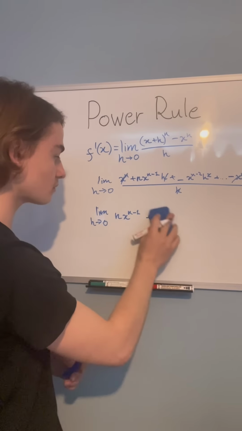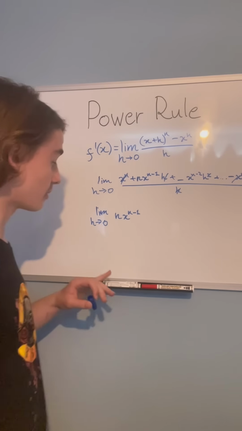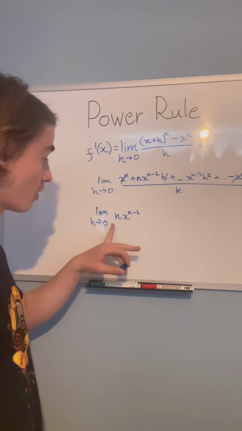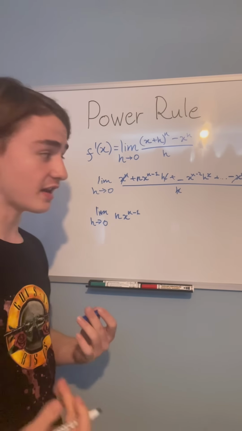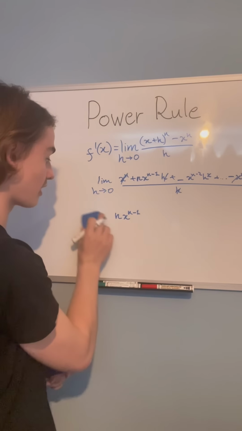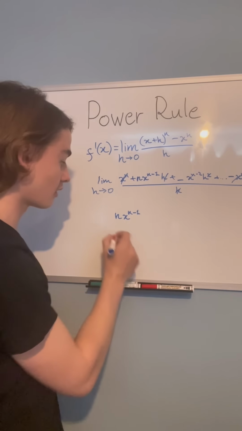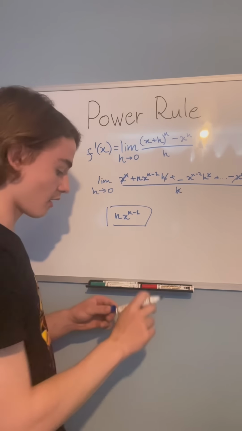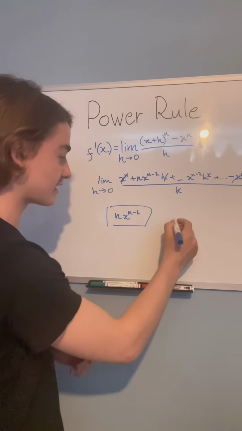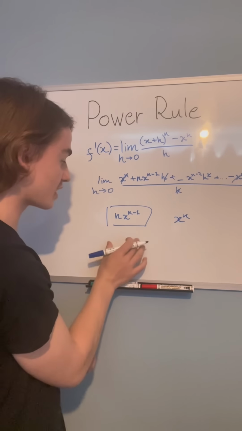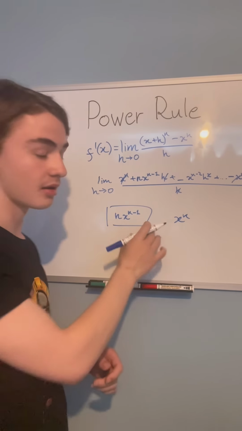So it just becomes the limit as h approaches 0 of this, and because we don't have any h, it just becomes this. So the derivative of some term x to the n is just n times x to the n minus 1.